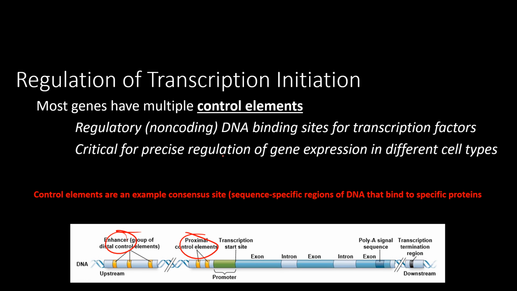And so the key here is that these control elements, these distal and proximal control elements, they are precise, they are critical for the precise regulation of gene expression in different cell types, right? If we just had one cell type, we would have much less need to control everything. But because we have 200 different cell types, 20,000 genes, we need to have a very complicated control system here. And so you can start to see how that would build up.